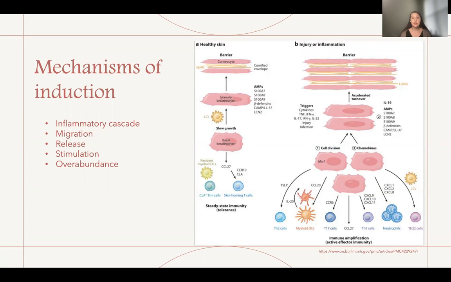And as these cytokines and other triggers are being released, it's stimulating the turnover of keratinocytes and continuing to produce this overabundance of immune response, and this overabundance of keratinocytes are ultimately being produced and leading to the thickening of the epidermal layers.